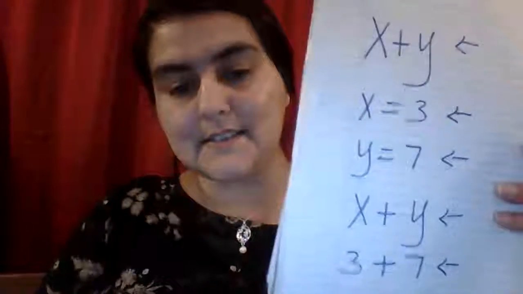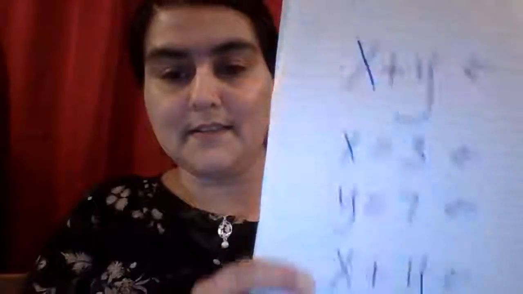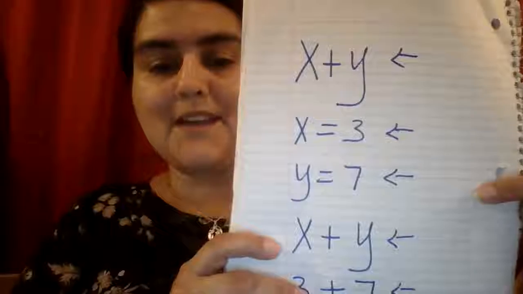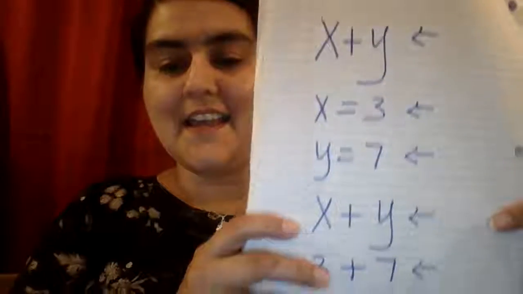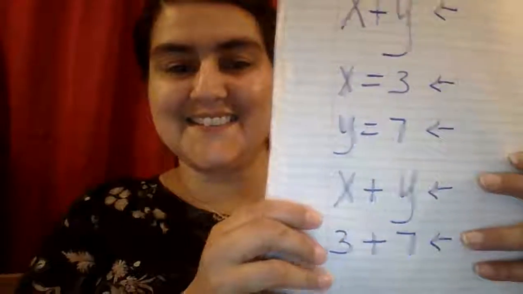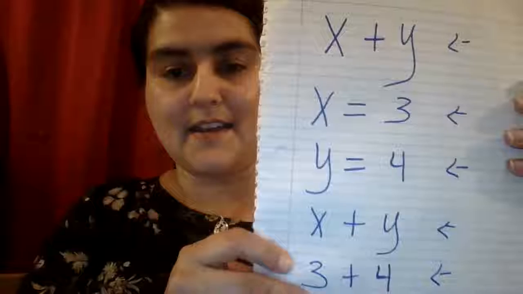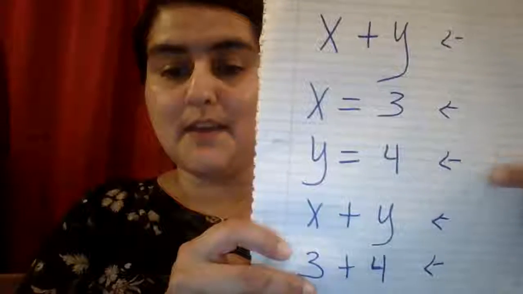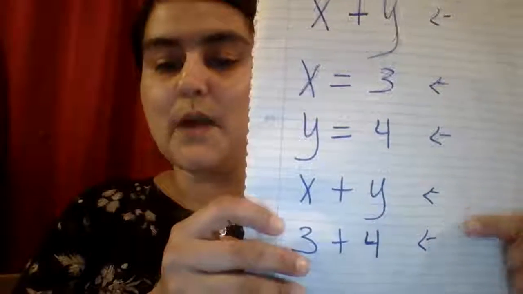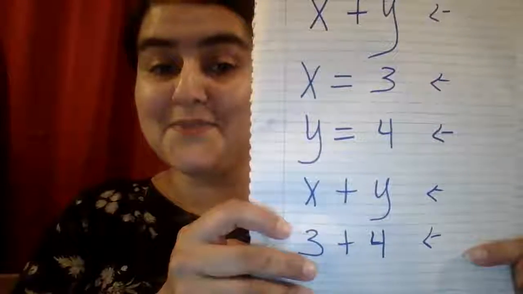An example of this is right here where we have x plus y, and then we have x equaling 3 and y equaling 7. X plus y would then look like 3 plus 7. For our second example, we had x plus y where x equaled 3 and y equaled 4. So then our x plus y would look like 3 plus 4.